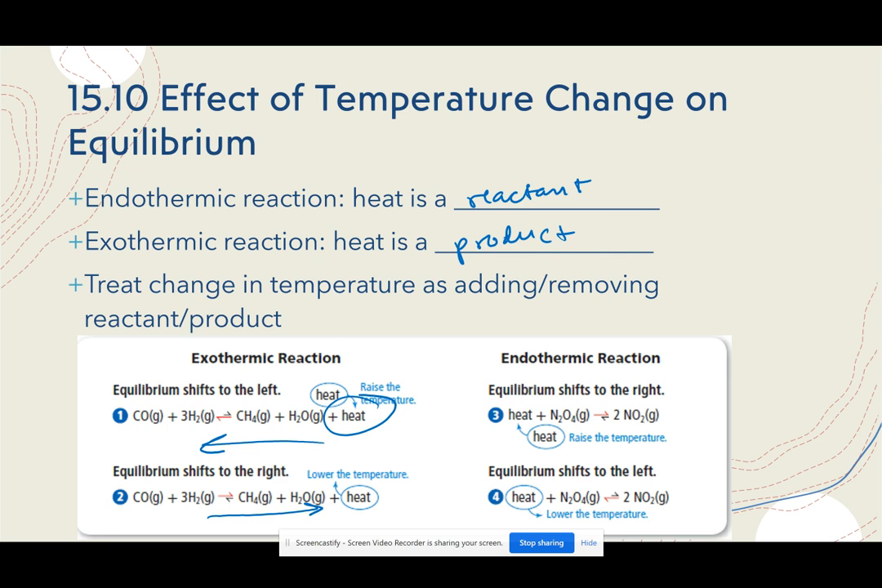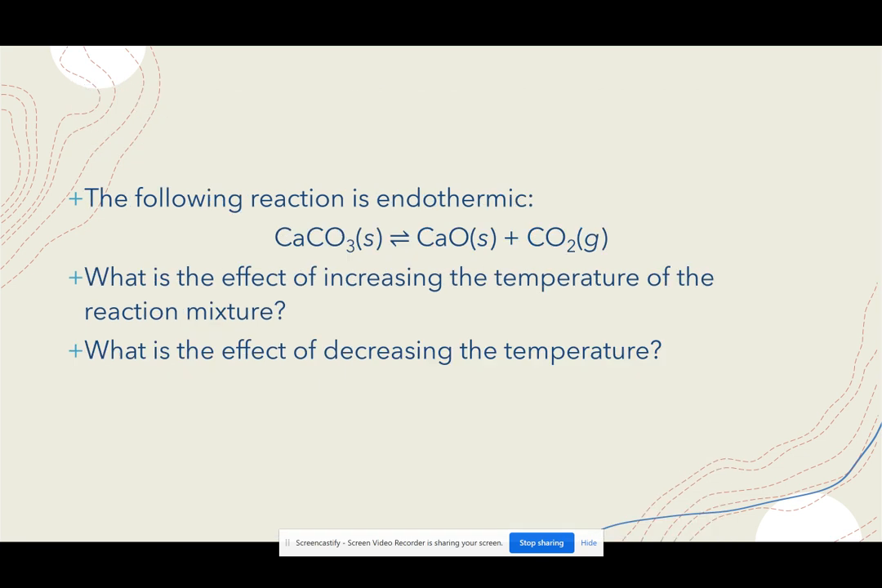So if I raise the temperature, that's like adding reactants. So I'm going to shift away from the reactants. And if I decrease the temperature, that's like removing reactants. So I'm going to shift towards the reactants. So just treat temperature, again, like adding or removing reactant or product, depending on what side it's on.